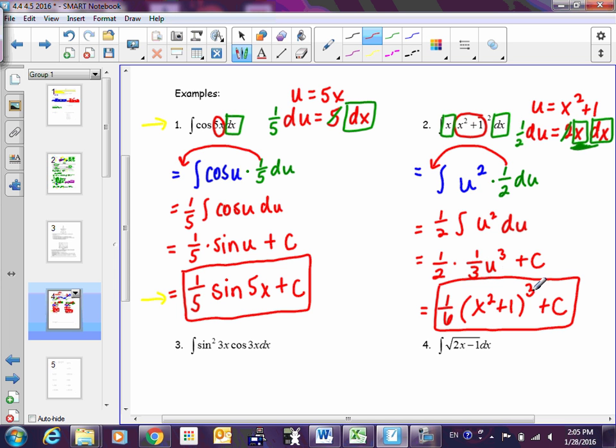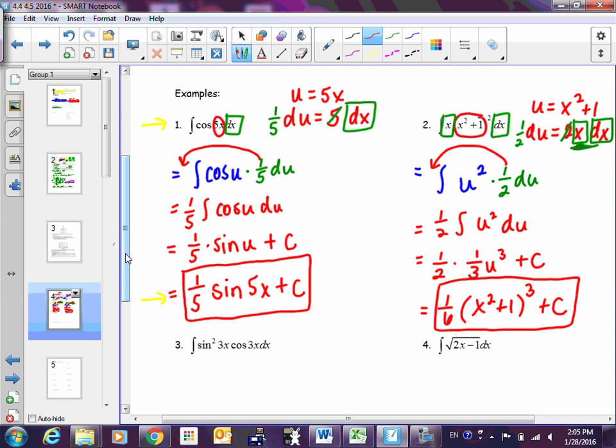Here, I would have 3 times a 6, that'd be a 1/2. Inside, this power would decrease by 1 to the squared, and then I'd go times 2x. So the 1/2 and the 2x would just be an x. So you can check your work that way, and of course, you can check it on your calculator as well.